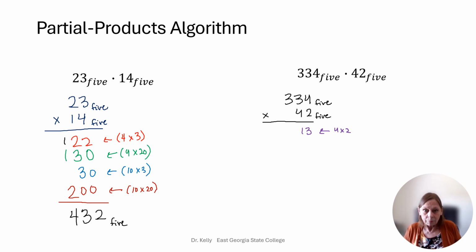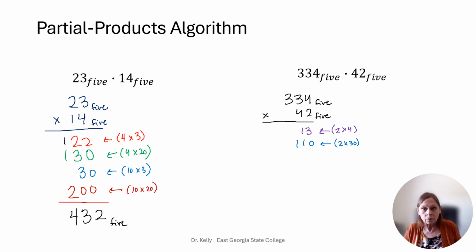And I wrote that backwards again. I should have written 2 times 4 for consistency's sake. Sorry about that. 2 times 4. Okay, and then let's do the next one. That's going to be 2 times 30. And 2 times 3 is 11. So 2 times 30 is 110.